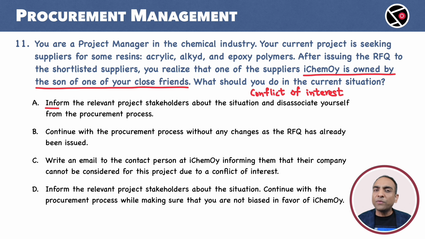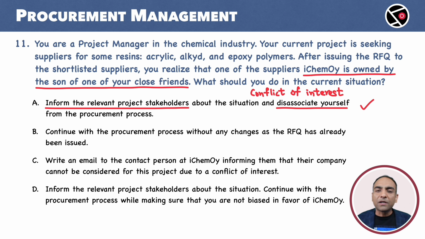A. Inform the relevant project stakeholders about the situation and disassociate yourself from the procurement process. This is the best approach. Disclosure of this information is important, and moving away from the procurement process ensures that there is no bias in the process, intentional or unintentional.